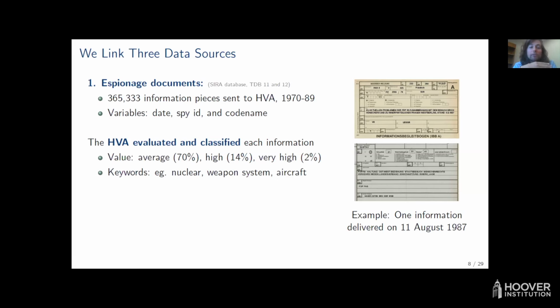And then they evaluated each piece of information, and in particular, they assigned a value that could be average, which were most of the information pieces, high, which were 14% of information pieces, or very high. Both the qualitative and the previous research by my co-authors suggest that this was really key and very highly correlated with how useful these information pieces were for East Germany.